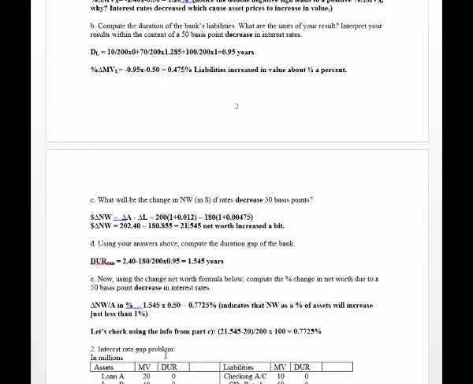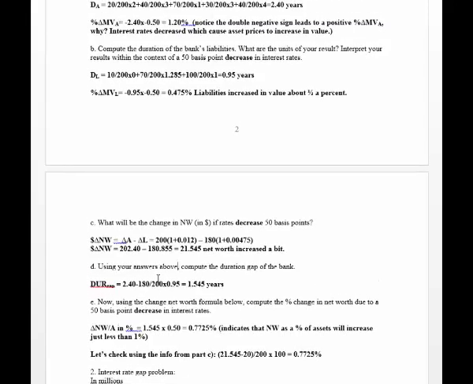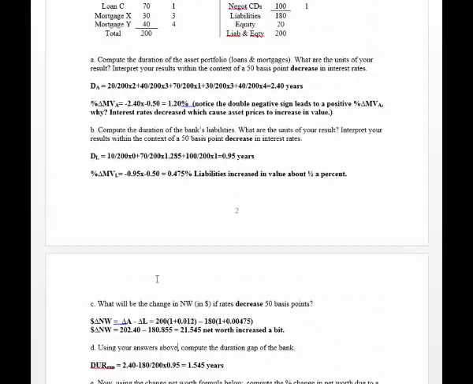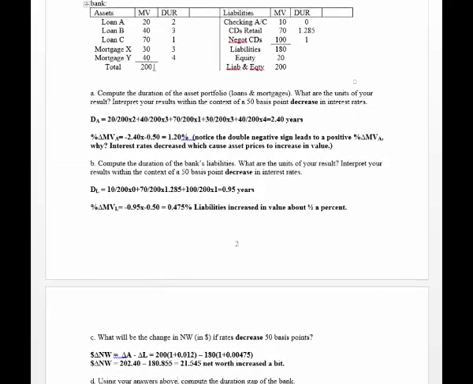Now, part E asks a question. Oops, sorry, D. Let's not skip D. It says, using your answers above, compute the duration gap of the bank. Duration gap is going to reflect the differences in the average durations here, and it's also going to reflect the differences in the market values.